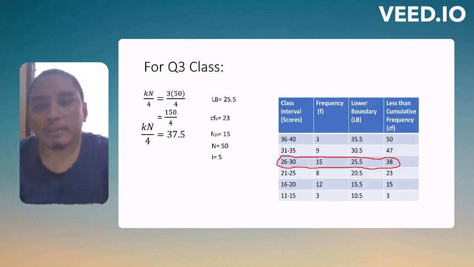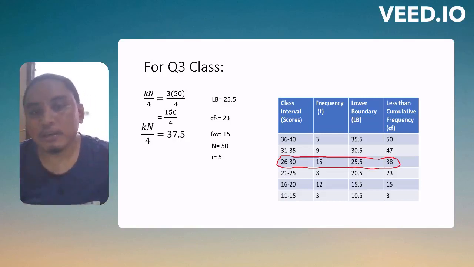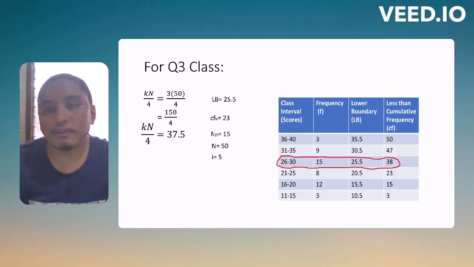This is for the Q3. Kn over 4 is equal to 3, which is the quartile value needed, multiplied by the total frequency 50 over 4, which we got here, 150 over 4, and 150 over 4 is equal to 37.5. So 37.5 belongs to the class interval 26 to 30 because the class interval 26 to 30 has a less than cumulative frequency of 24 to 38.